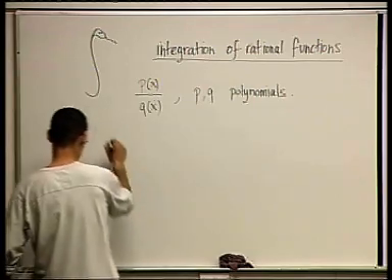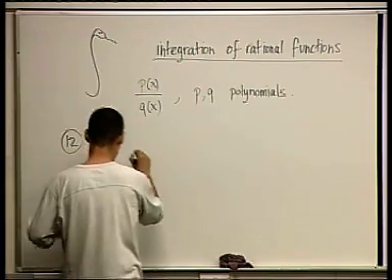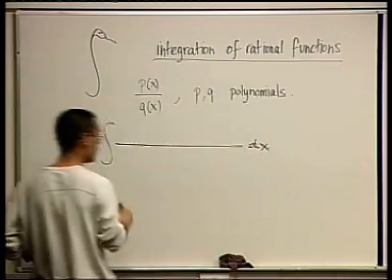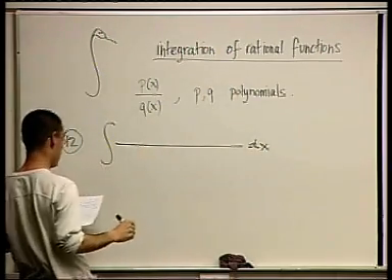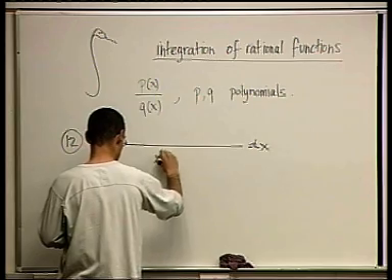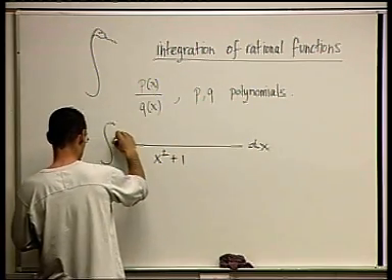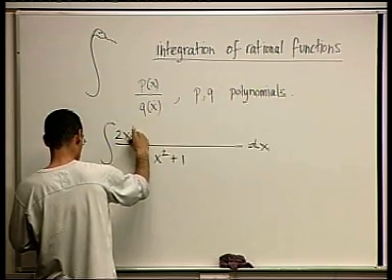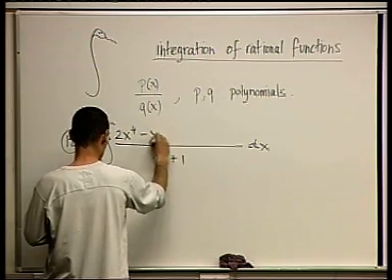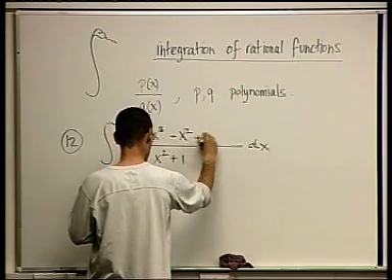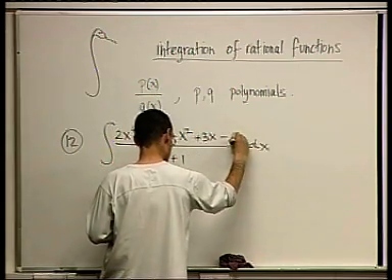Okay, so here's our first example. Integral of rational function dx. There should be a polynomial up here and a polynomial down here. The bottom one is going to be nice and friendly. The top one is going to be nice and friendly too. 2x to the power 4 minus x to the power 3 minus x squared plus 3x minus 4.